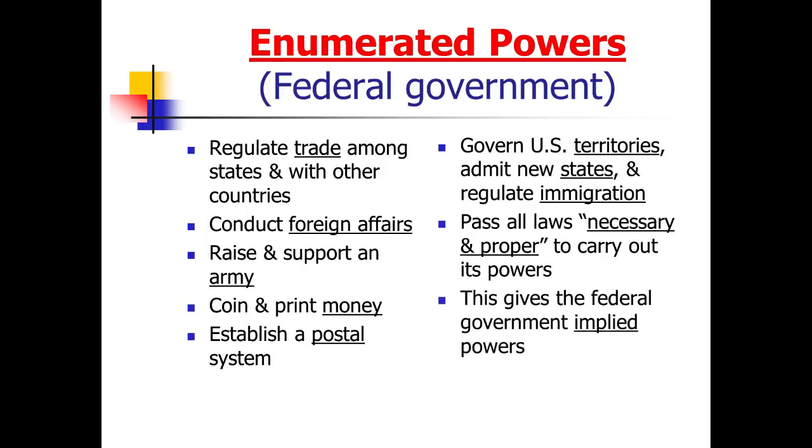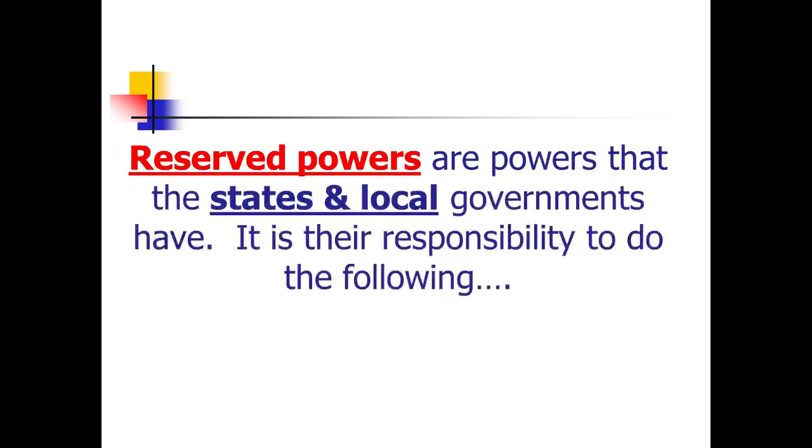And this gives the government implied powers. So don't get confused. The necessary and proper clause is an enumerated power that creates the basis for implied powers. So it's still written in there.